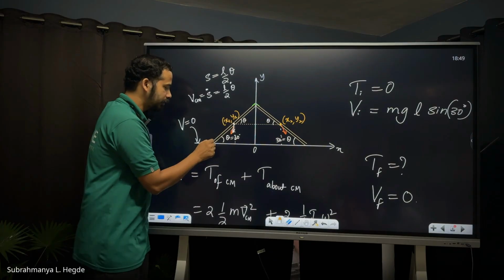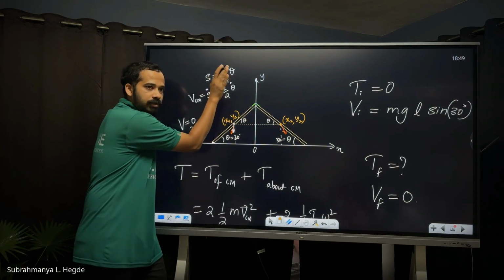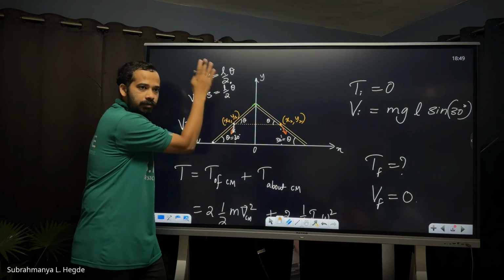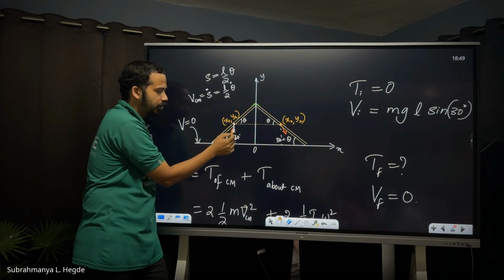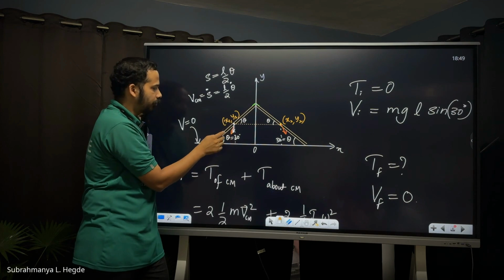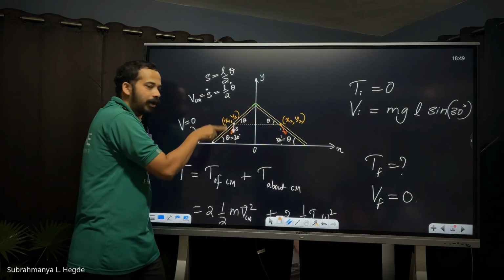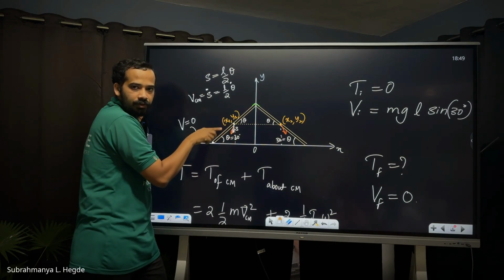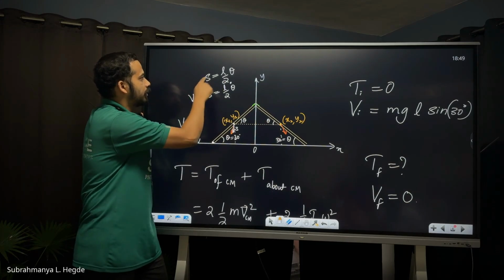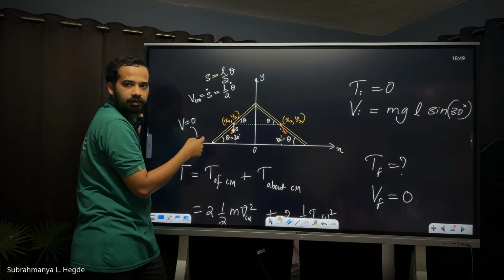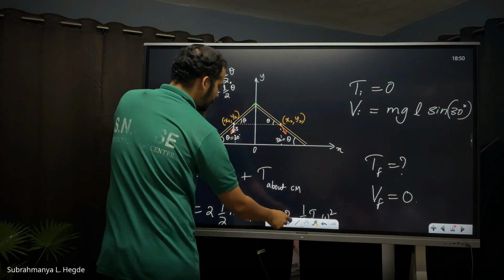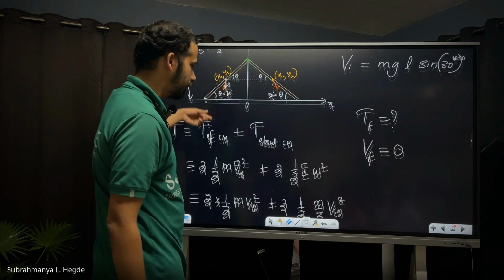If I take this as my axis of rotation, and it is rotating, the speed of the center of mass, I'm applying that. Suppose it has moved by s distance, s equal to L by 2 theta or something. Even if you apply that, what would you get?